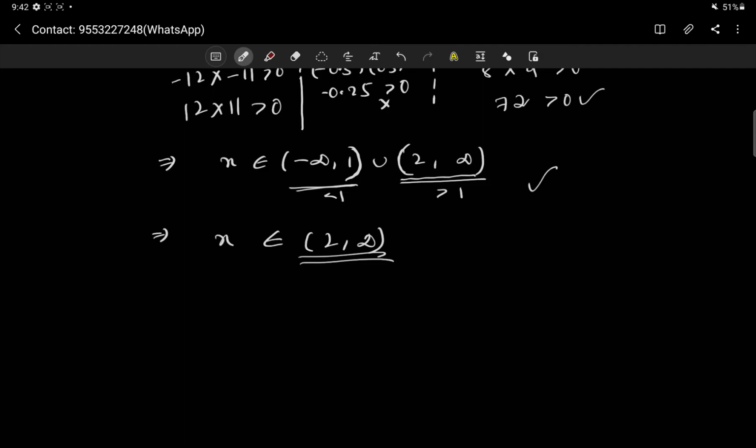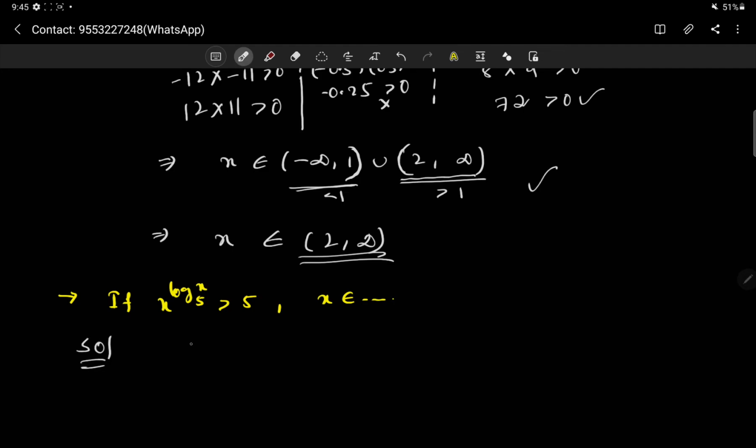Now you see, one more problem is there. If x power log x base 5 is greater than 5, then x belongs to which interval, that we need to find. So this question we need to solve.